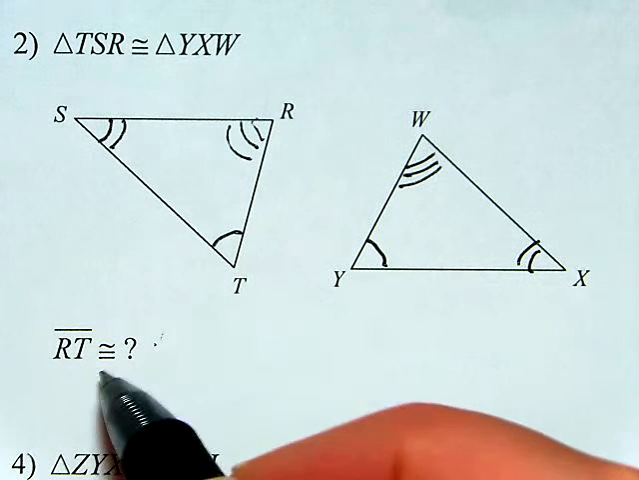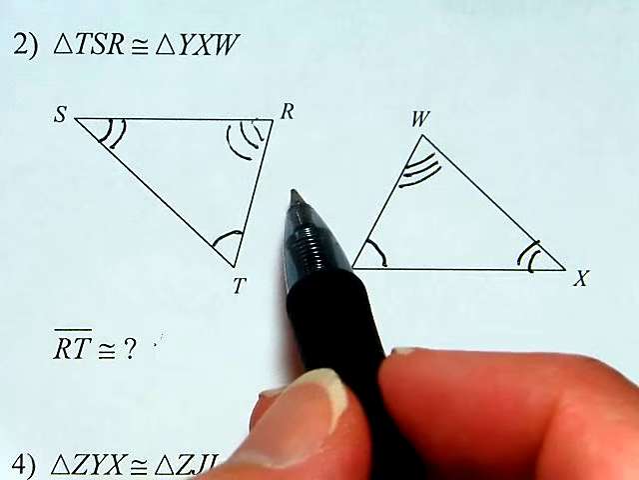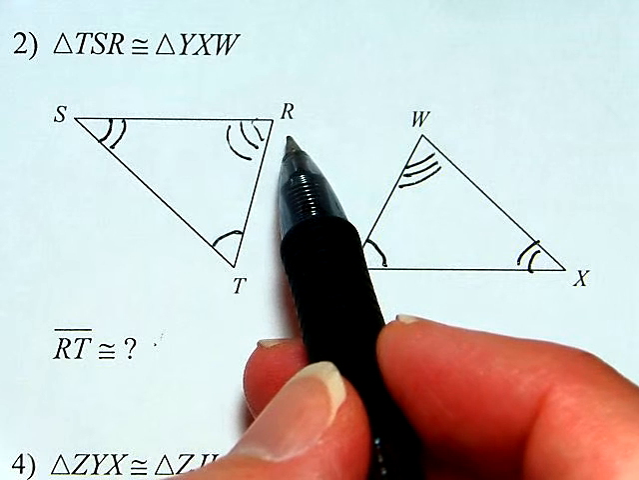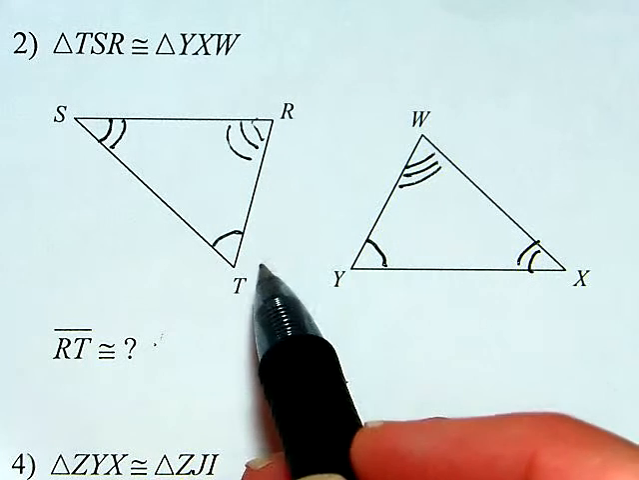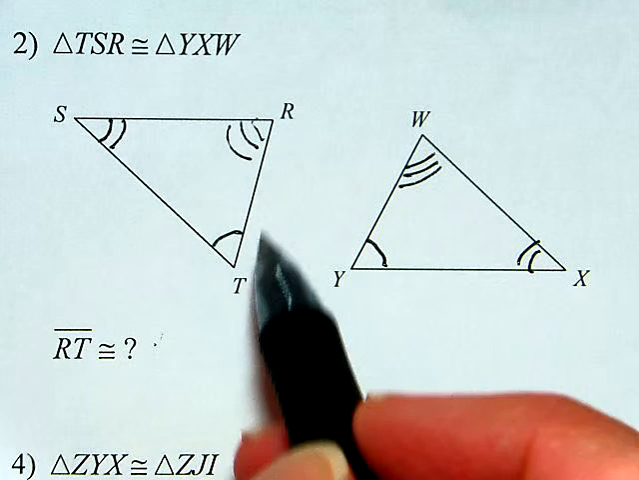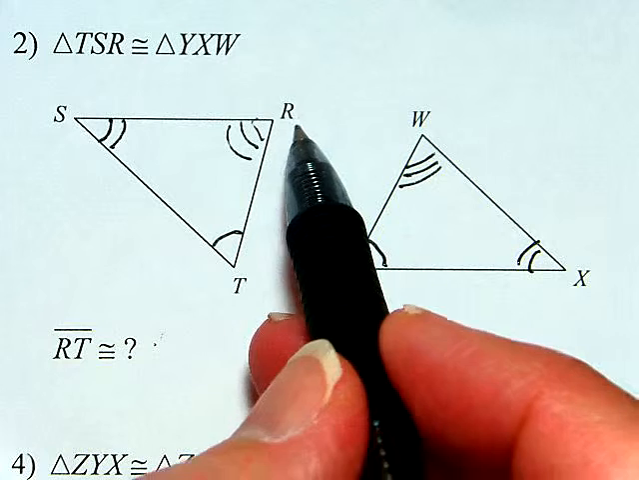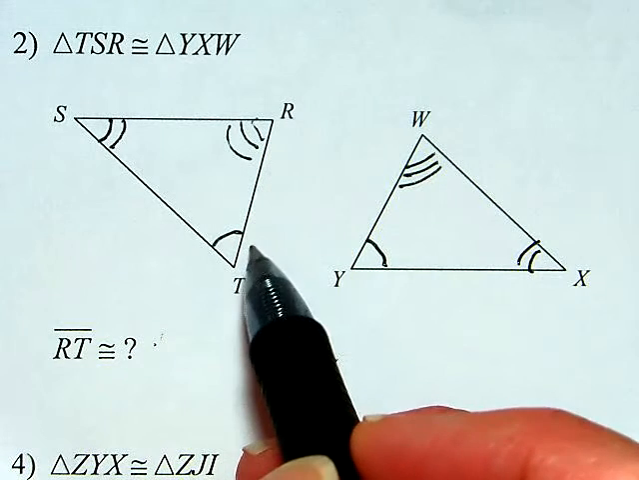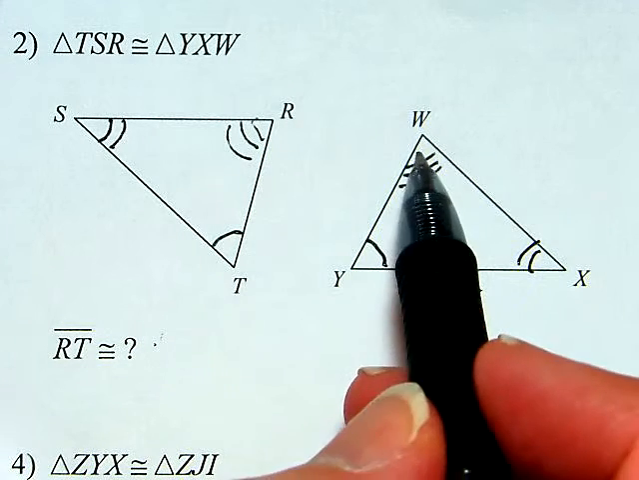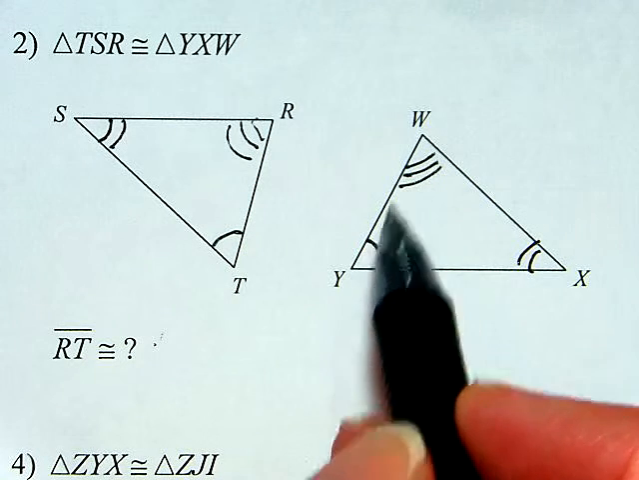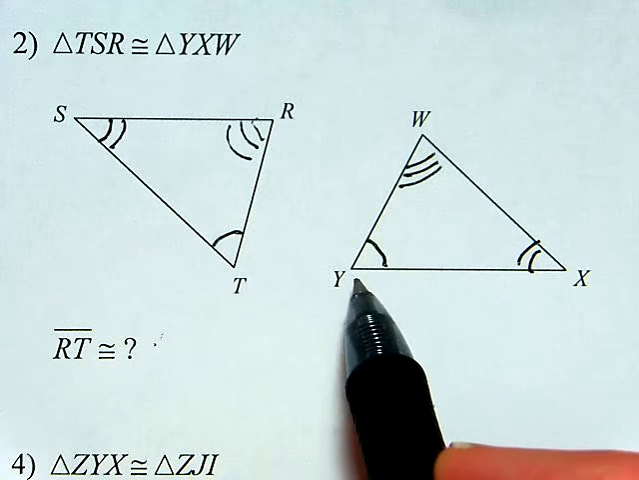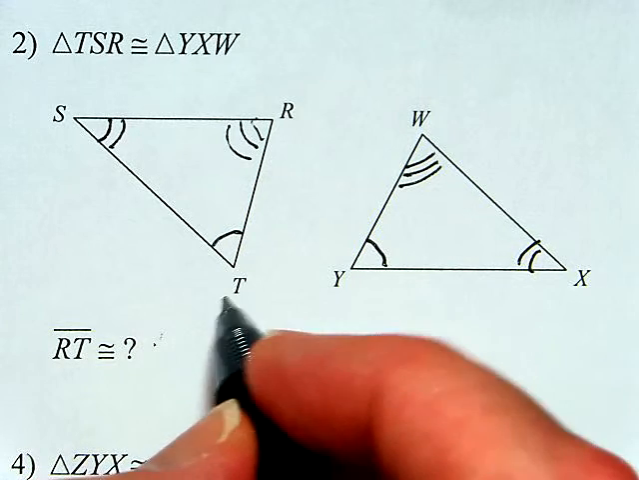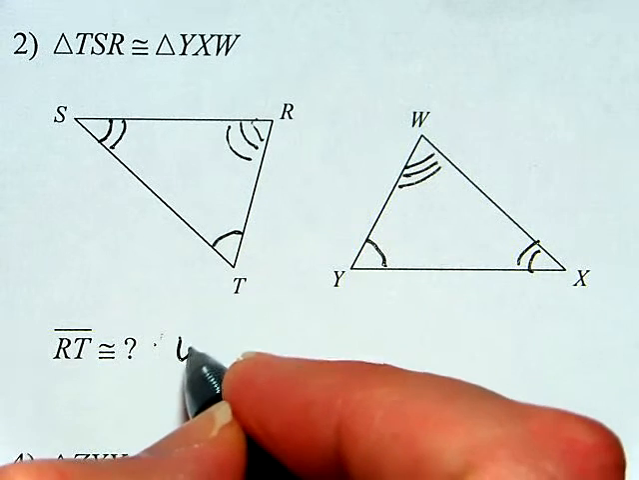That means RT is the side between the R and the T. I'm sorry, between angle R and angle T, which means it's beside the 3 and the 1 marked angles, which would then correspond to WY, which is between the 3 and 1 marked angles. So we would write RT is congruent to WY.